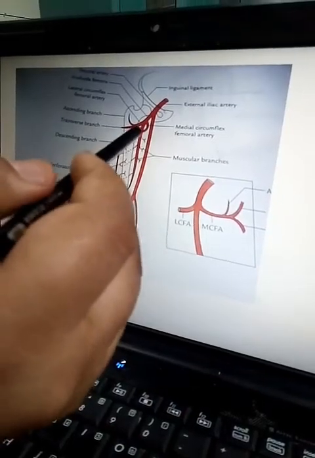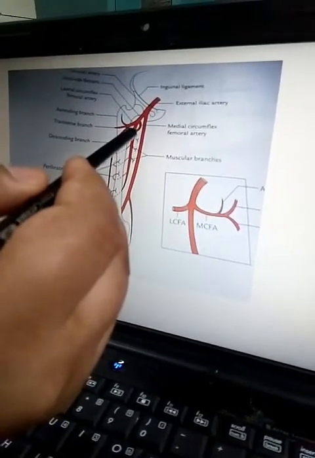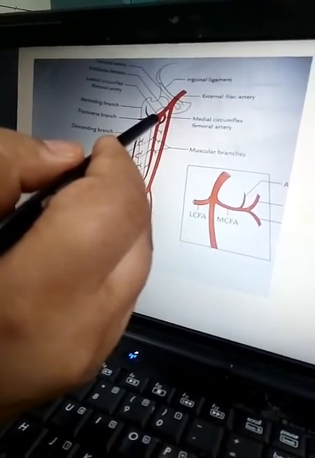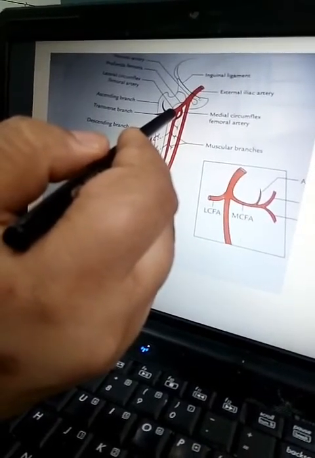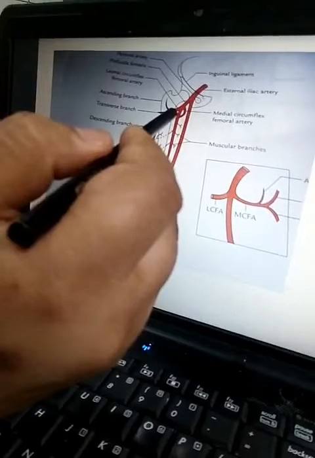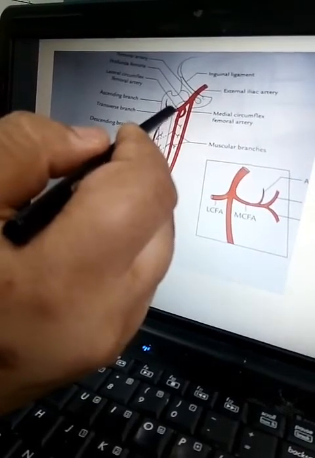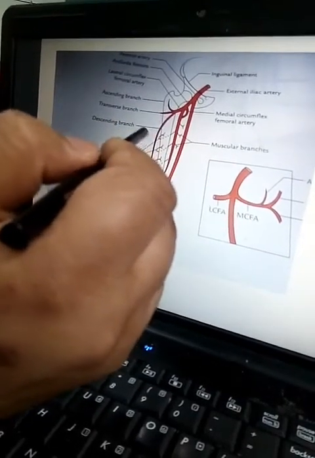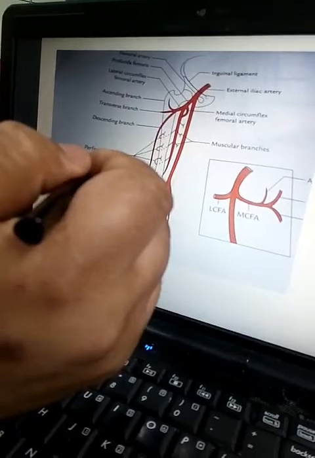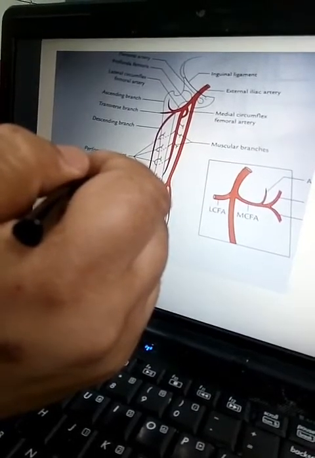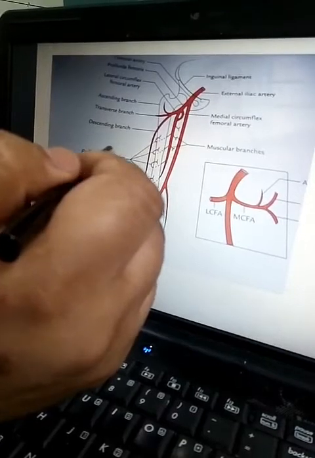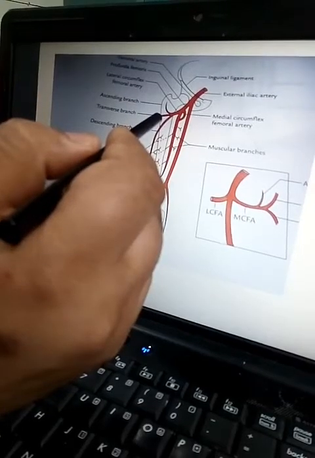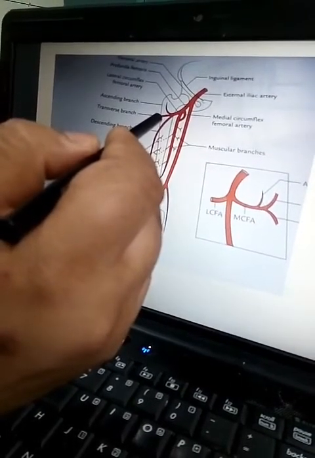Now, after the medial circumflex femoral artery, we have the lateral circumflex femoral artery. It's the largest branch of the profunda femoris artery. It runs laterally between the anterior and posterior divisions of the femoral nerve and divides into ascending, transverse and descending branches. The ascending and transverse branches take part in the cruciate anastomosis on the back of the thigh.